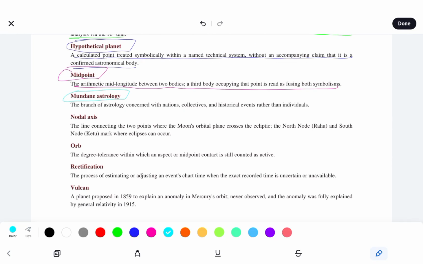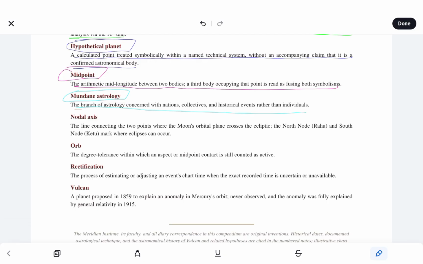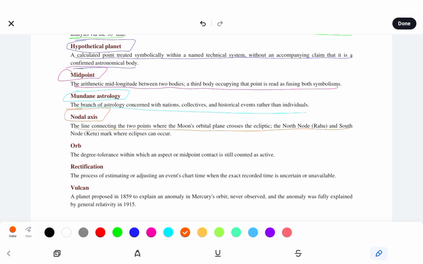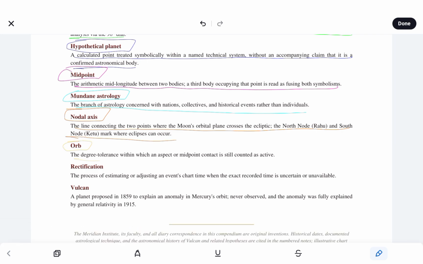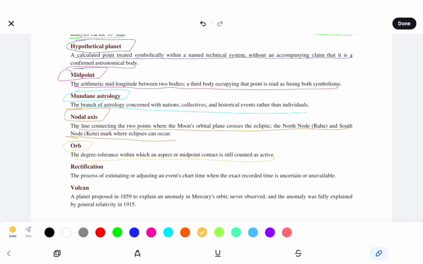Mundane astrology: the branch of astrology concerned with nations, collectives, and historical events rather than individuals. Nodal axis: the line connecting the 2 points where the moon's orbital plane crosses the ecliptic; Rahu and Ketu mark where eclipses can occur. Orb: the degree tolerance within which an aspect or midpoint contact is still counted as active. Rectification: the process of estimating or adjusting an event's chart time when the exact recorded time is uncertain or unavailable. Vulcan: a planet proposed in 1859 to explain an anomaly in Mercury's orbit, never observed, and the anomaly was fully explained by general relativity in 1915.